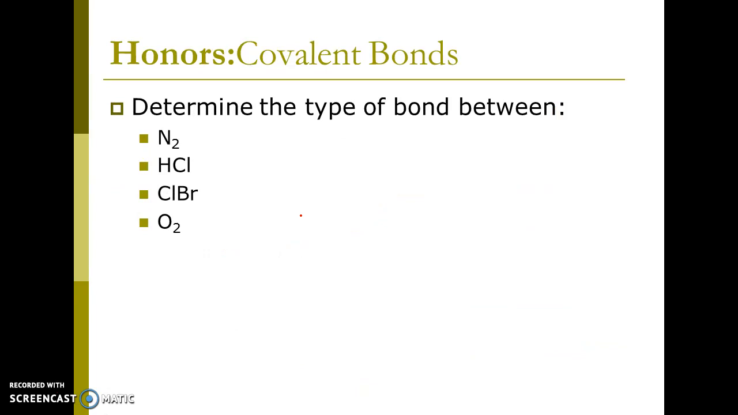On your worksheet, you are to determine the type of bond between the following atoms. Please use your periodic table that has electronegativities printed on them to determine what type of bond these atoms will create. Pause the video. When you are finished, continue on with the video.